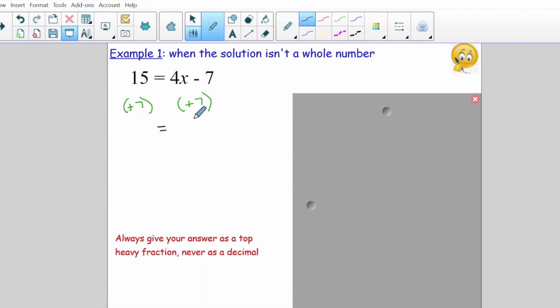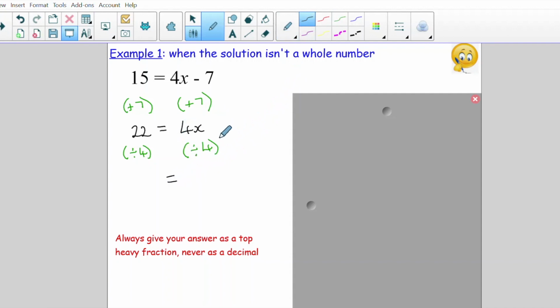So working on the right hand side, adding 7 is going to get rid of that minus 7, so I'm left with 4x, and then 15 plus 7 is equal to 22. Now for the second step, because I've now got x multiplied by 4, I know to do the opposite, I need to divide both sides by 4. Now 22 doesn't divide by 4 and give me a whole number, but that doesn't matter.